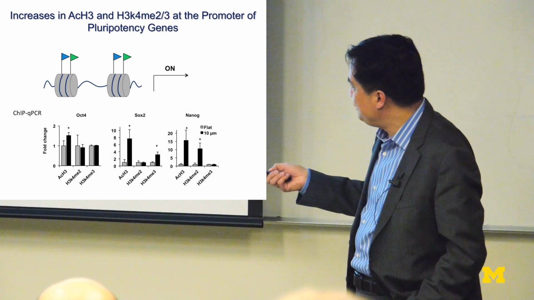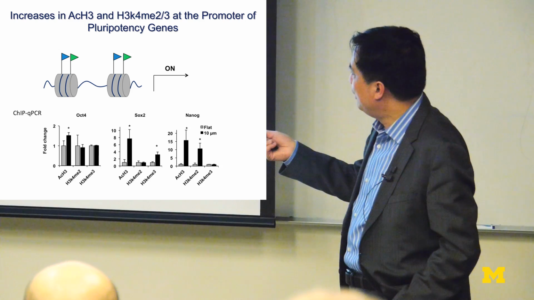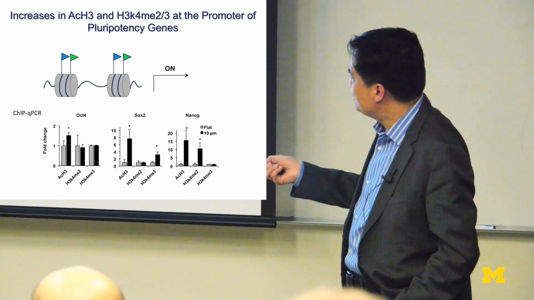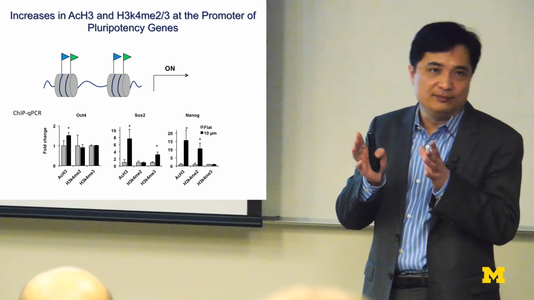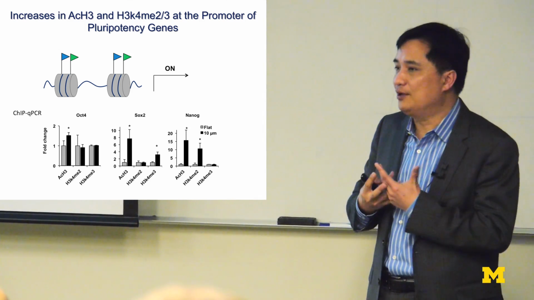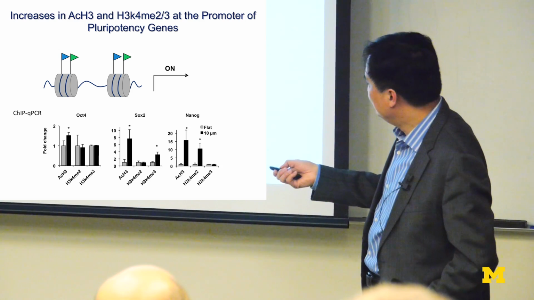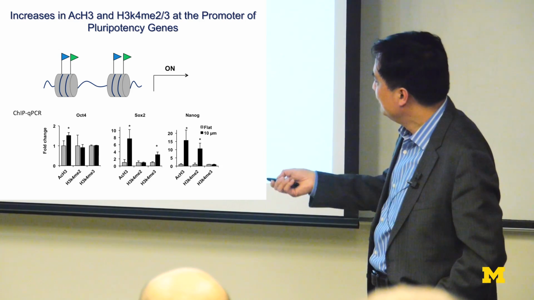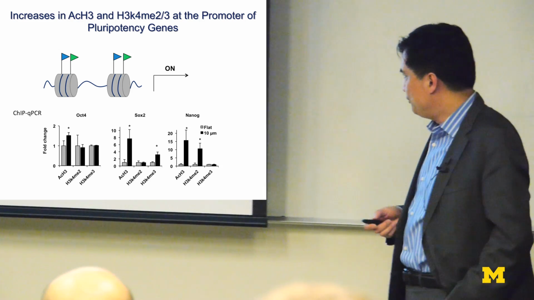And here shows the PCR result. So you can see at the OCT4 promoter, we only have modest enhancement of acetylation. So this could explain why the mechanical factors are not sufficient to reprogram cells, because this master pluripotent gene is affected only very minorly by the topographic cues.